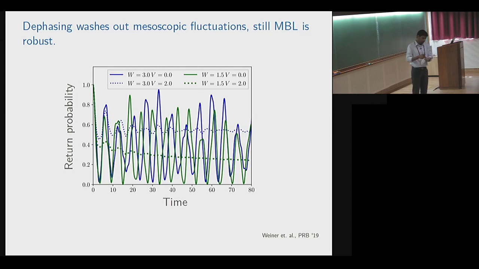And return probability just means how much particle density survives in the middle of the sites, or wherever you put the initial density. So this is one particular disorder configuration, a particular sample, where you look at some disorder values, 1.53. I'll make it more clear what these W's and V's are. But essentially some weak disorder and strong disorder, no interaction.